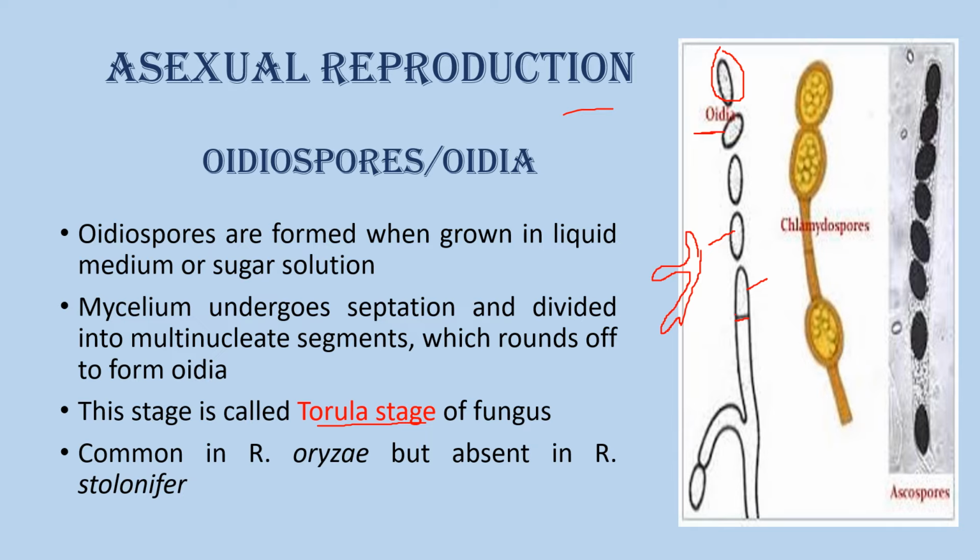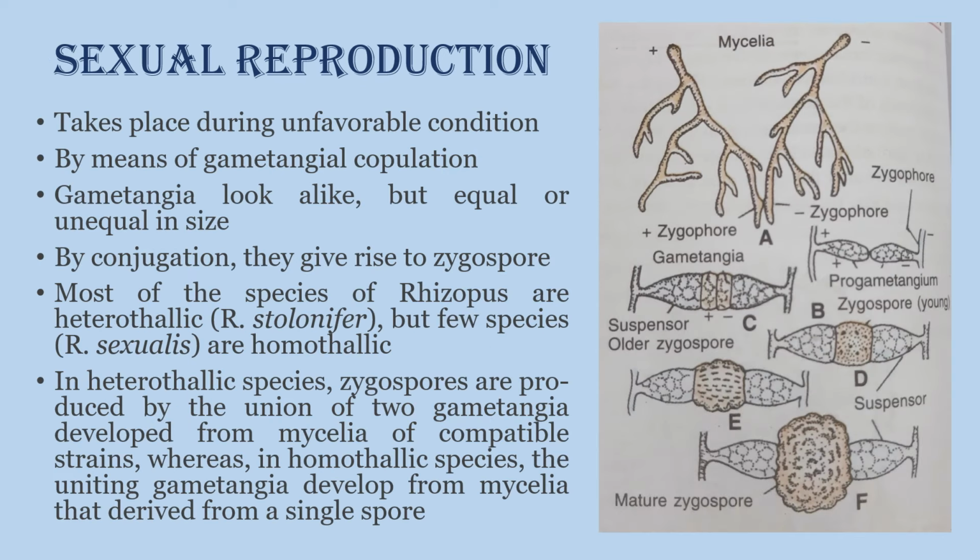So this is the last type of asexual reproduction. Then we move on to sexual reproduction, where we know that in Rhizopus most of the species are heterothallic, that is, they have physiologically two types of mycelium. One we designate as positive, another we designate as negative. But one species, Rhizopus sexualis, is homothallic, that is, it has only one type of physiological mycelium.